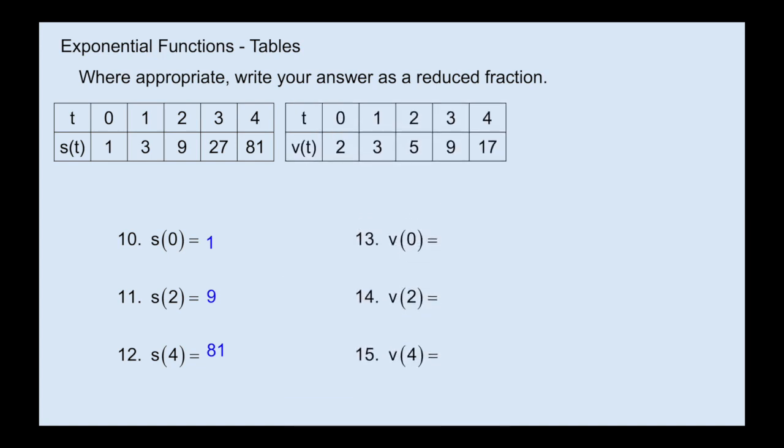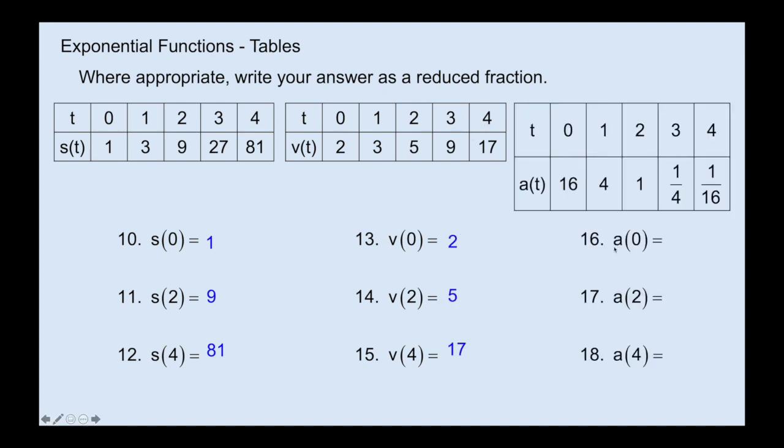Next, looking at this table, again, I'm going to go to 0 right here, and that answer is going to be 2. Next, I look at v of 2. That answer is associated with 5. And then for v of 4, my answer is going to be 17. And then for this last table, when I'm looking at a of 0, once again, I'll go to 0 here. That answer is going to be 16. Then a of 2, I go to 2 here. That answer is going to be 1. And then for a of 4, I go to 4 here. That answer is going to be 1 over 16. So those should be our answers with the tables.